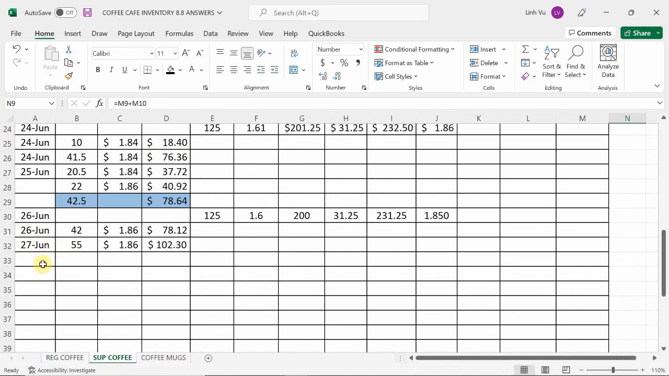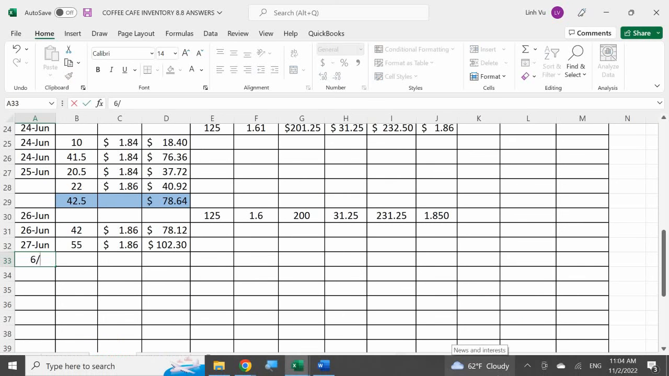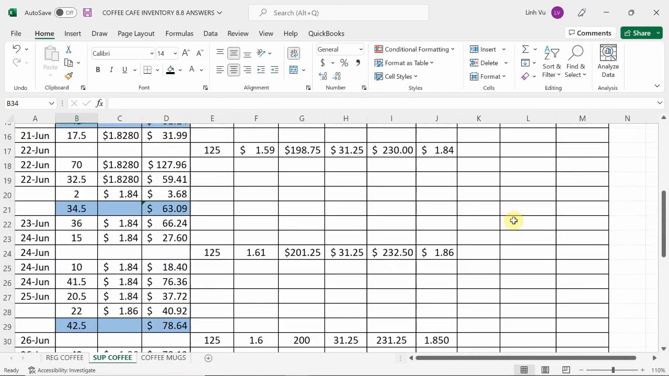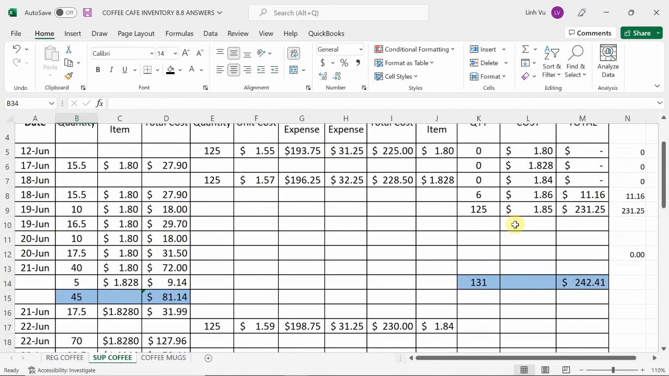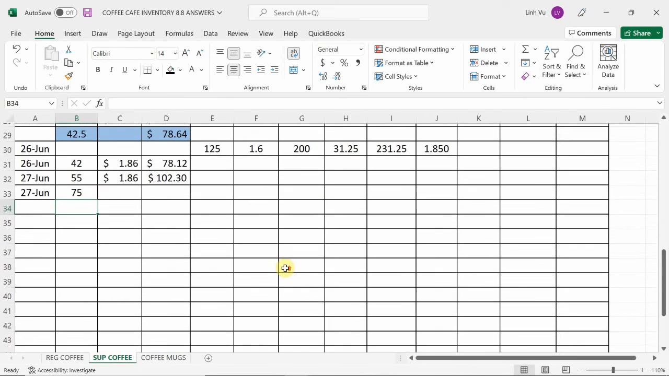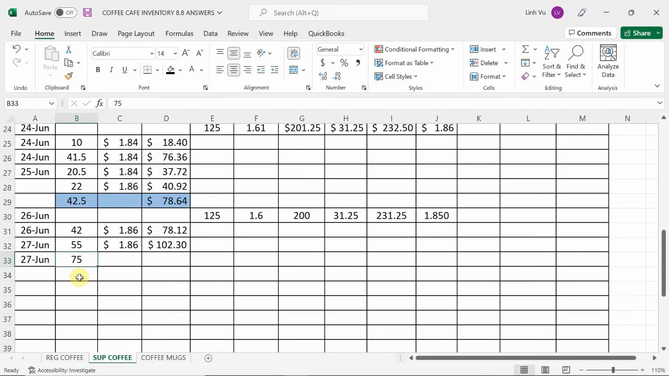Next, right here, Supreme Coffee. We sold how many pounds? 75 pounds. So let's take a look at our inventory. We're going to have to split it up. We're going to use up the 6 pounds, and whatever 75 minus 6 is, 69 of the next batch.